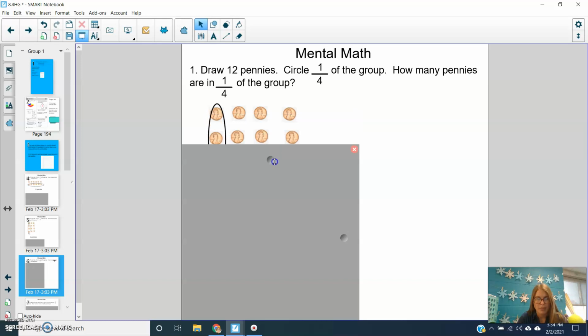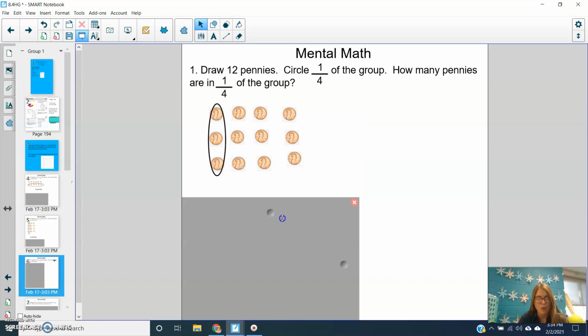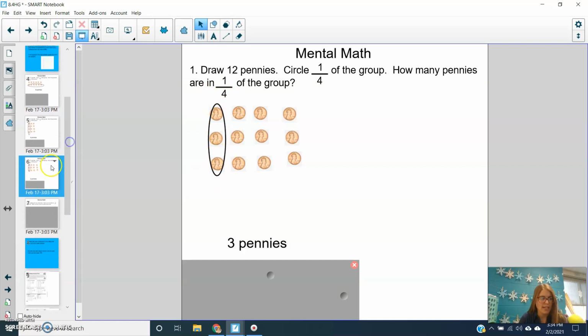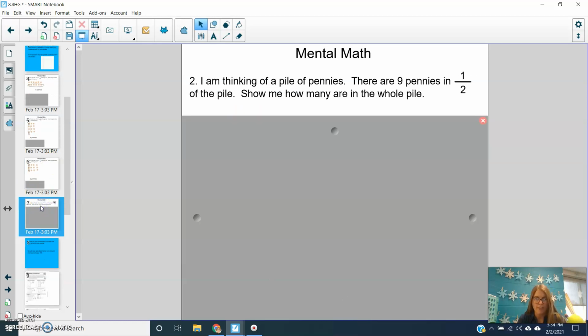So I realigned my pennies so that I have 4 groups, and you can see that I circled one of the 4 groups, so I know that 3 pennies would be 1/4 of 12. We have one more problem kind of like this, but we're going to switch our way of thinking a little bit. So I'm thinking of a pile of pennies, and there are 9 pennies in half of the pile. So how many would be in the whole thing? Press pause and play when you're ready to check.